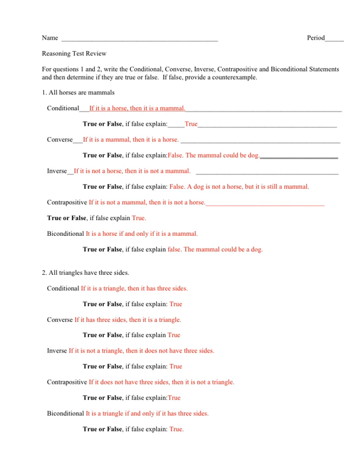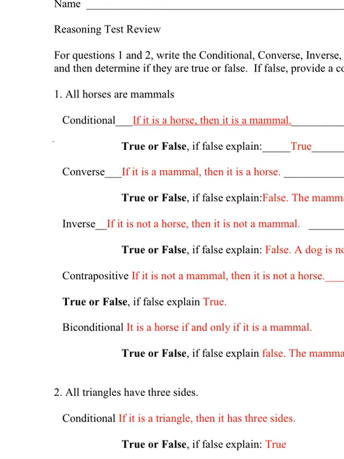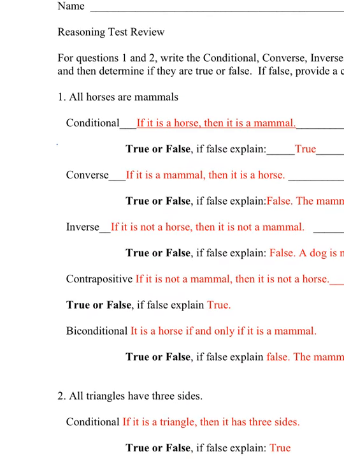So right off the bat, we're looking at turning the statement into a conditional. We have all horses are mammals. So remember, I'm going to make this a little bit larger. The horses part, that's your hypothesis. The mammals, that's the conclusion.